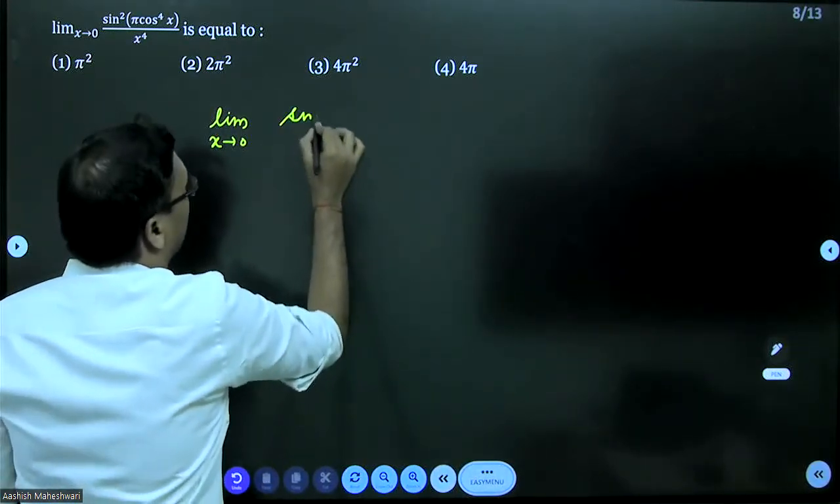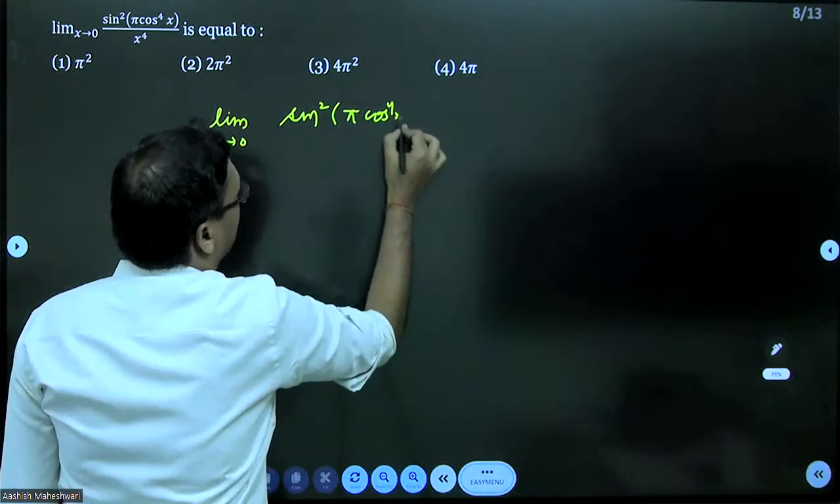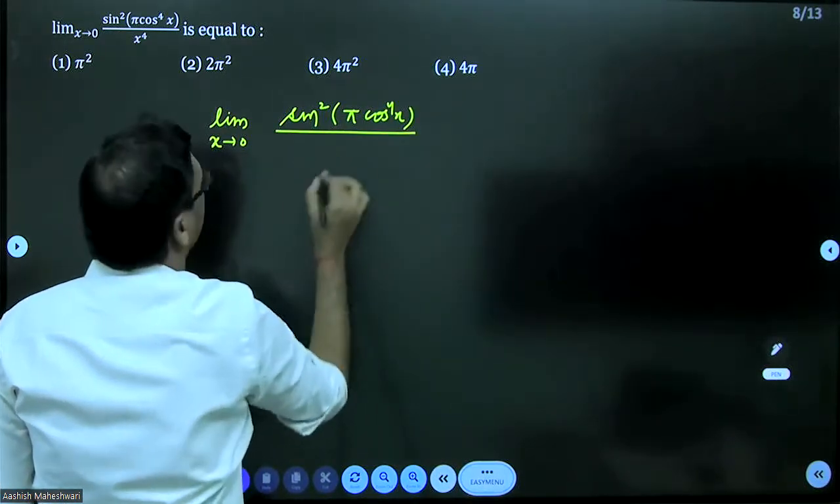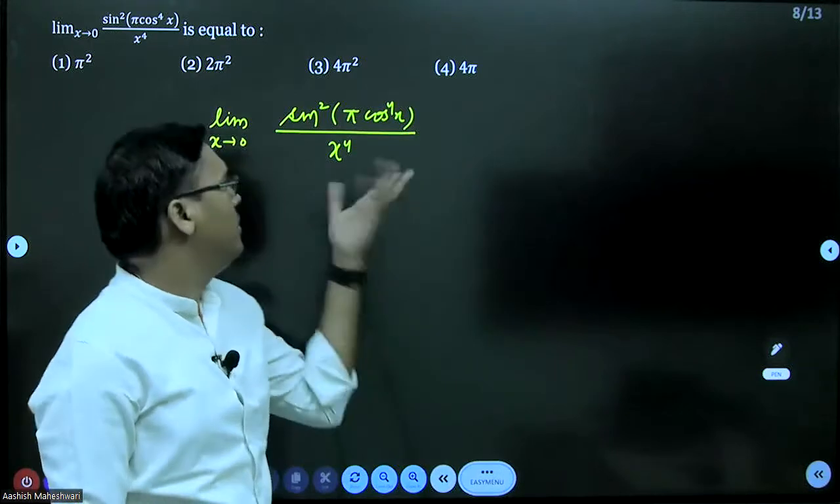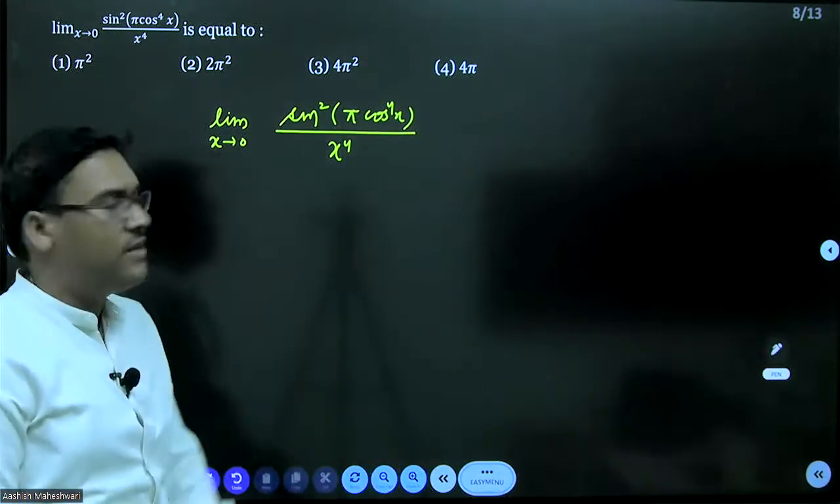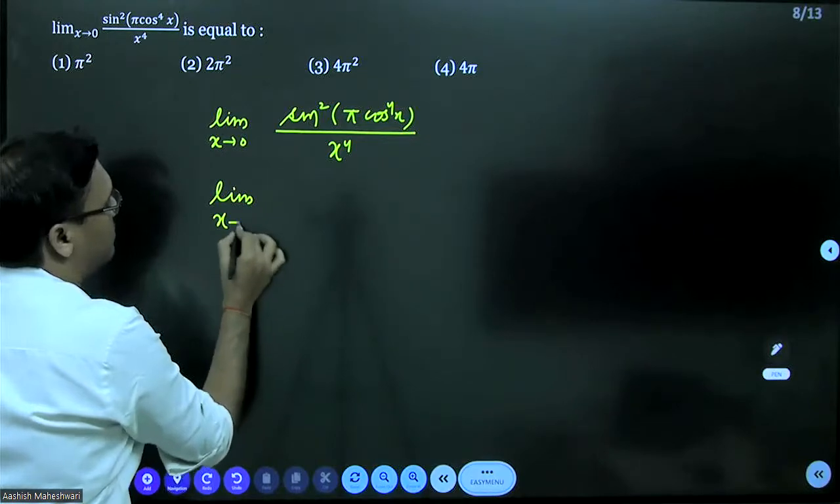That is, this is 0 by 0 form. So again, what you can do is, I can say this is pi cos x raised to 4 divided by x raised to 4. Now one way is to solve it with L'Hôpital by differentiating, you can find this. Or otherwise what you can do is, limit x approaches 0.